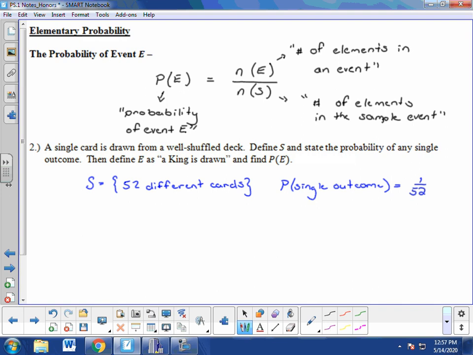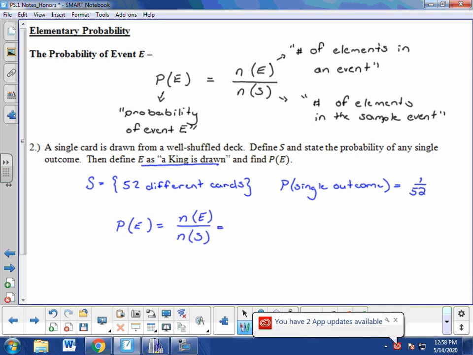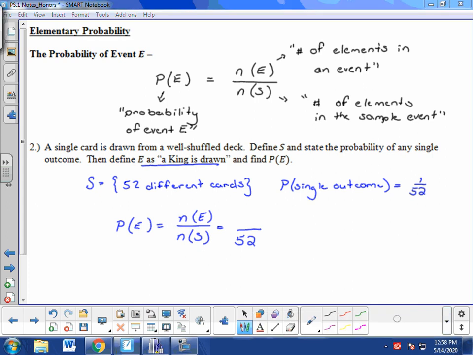Now, in this problem, it said define E as a king is drawn. So this is E, this is the event. If we want the probability of the event, remember the probability of an event is the number of elements in the event over the number of elements in the sample space. Well, we already said there's 52 cards in the sample space. So the number of elements in the sample space is 52. The number of elements in the event is the number of kings in the deck.